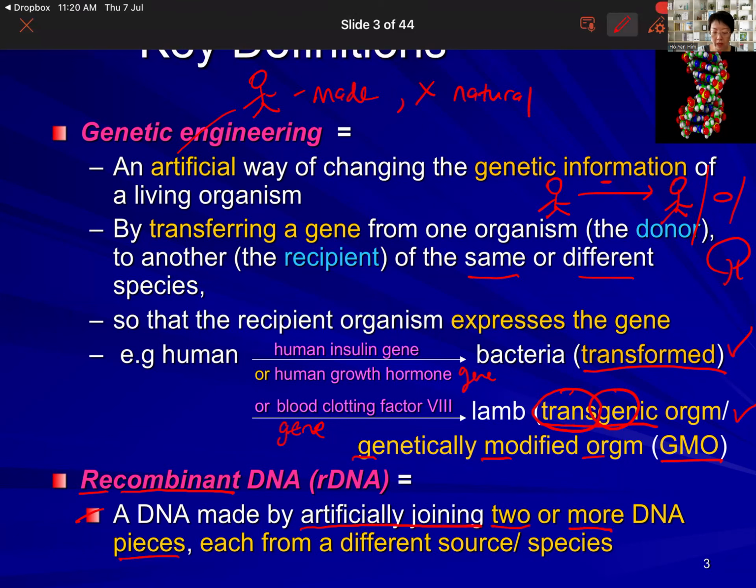Each piece comes from a different source, so it can be the same species or different species. That means you have a piece of DNA that actually comes from two different sources. This can be from person A and person B of the same species, or one from a human and one from a bacterium. The resultant DNA, after you combine the two DNA from two different sources, is called recombinant DNA.